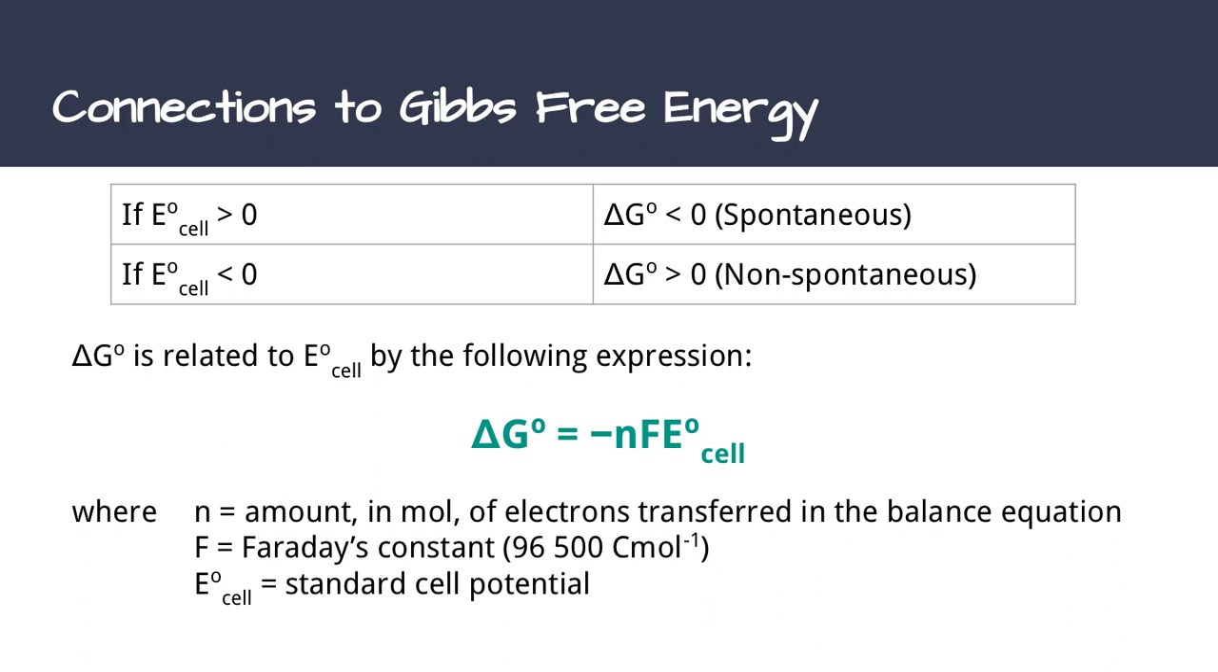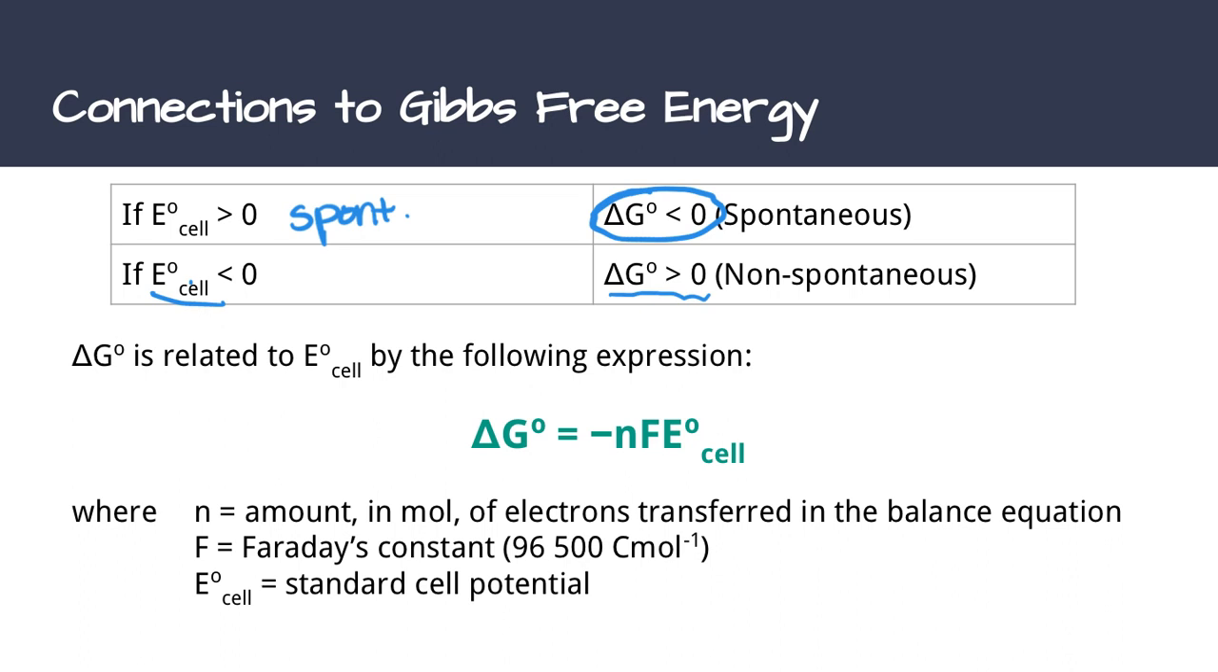Now, how does this connect to Gibbs free energy? Well, if the E0 of a cell is a positive value, we know that that's spontaneous. And that relates to Gibbs free energy because Gibbs free energy is also going to have a negative value, indicating that it's also spontaneous. We have the opposite: if the E0 value is less than 0, that's non-spontaneous. So if we were to calculate delta G for that system, it would also be non-spontaneous.